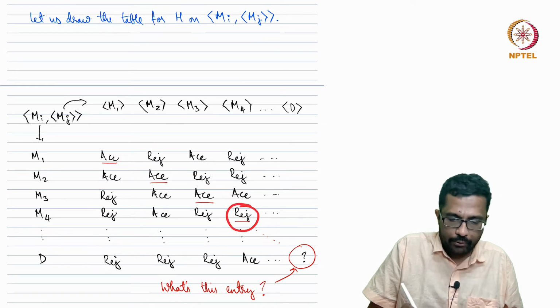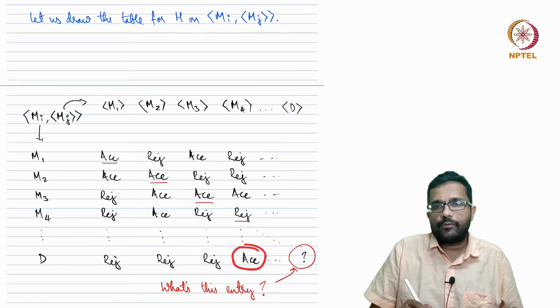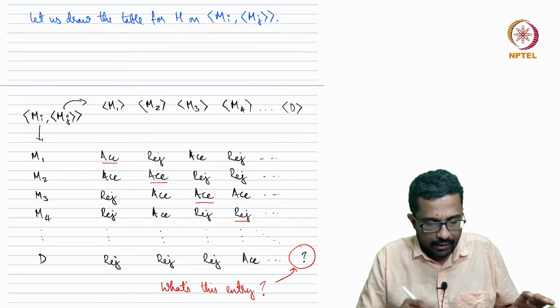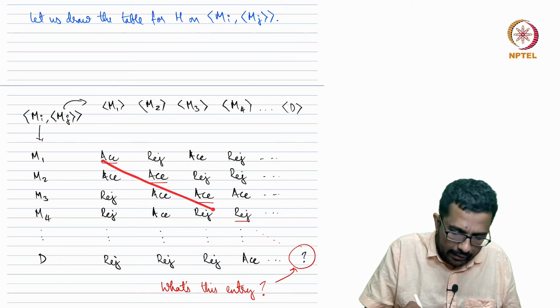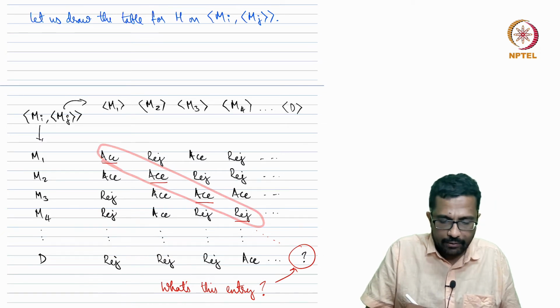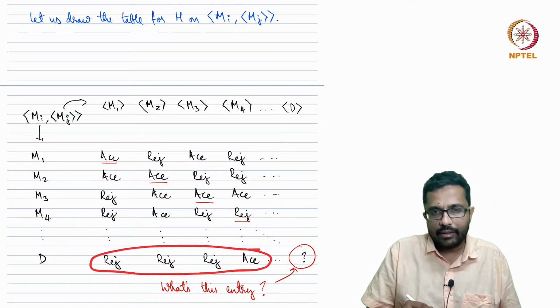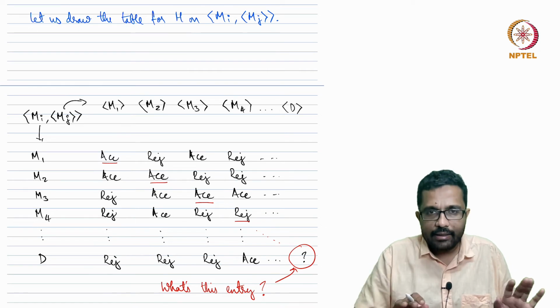M4 rejects M4, so D accepts M4. So it's all clear, right? So D, basically what is D doing now? D is kind of picking the diagonal entries here, and D is flipping the diagonal entries, right? Again, this is all very clear, right?